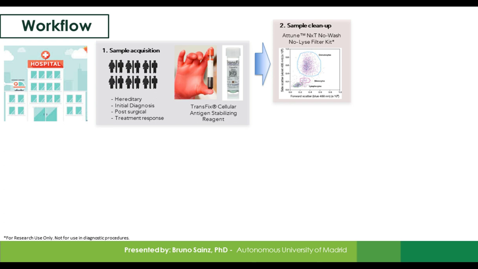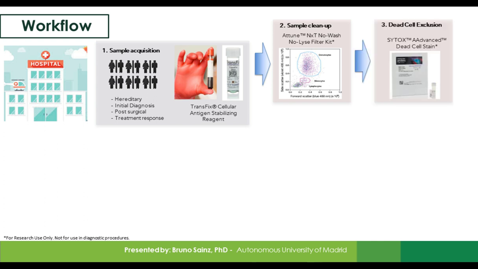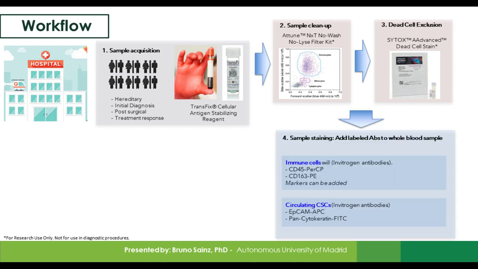Now, as I mentioned before, we take these samples and we run them through the Attune NXT cytometer. We do what we call a sample cleanup by using the violet laser in conjunction with the no wash, no lyse filter kit, which allows us to gate directly on the nucleated cells. And then this is the population of interest. So no need to lyse the cells, no need to wash. We can immediately go to the nucleated cells and determine whether or not circulating tumor cells or circulating cancer stem cells are within the nucleated population. If we don't fix our cells, then what we tend to do is also add a dead cell exclusion marker so that we can exclude all dead cells and focus just on the live nucleated cells.